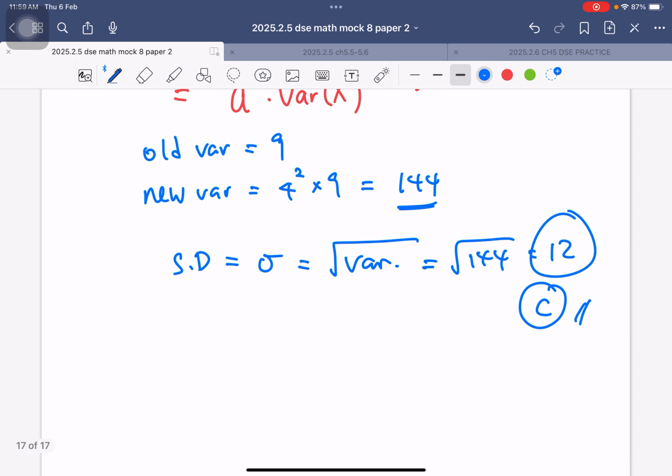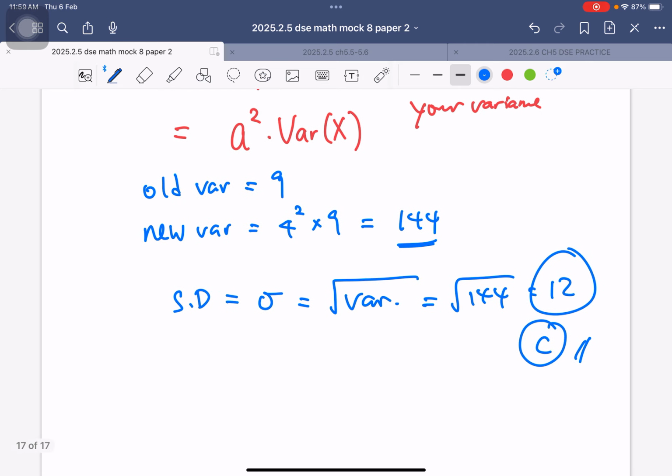Understand? If you see this question, it's very easy. Just remember, when you times a number to the data, the variance will be times the number squared, and the standard deviation will just be times that number. Okay, understand?